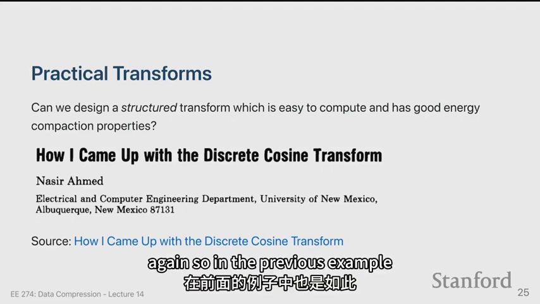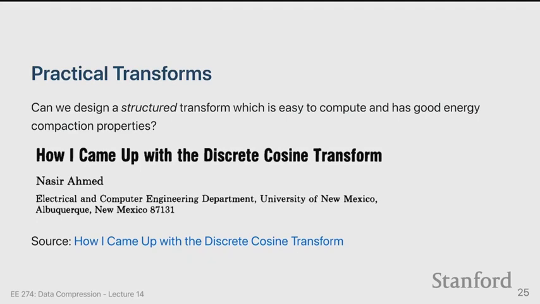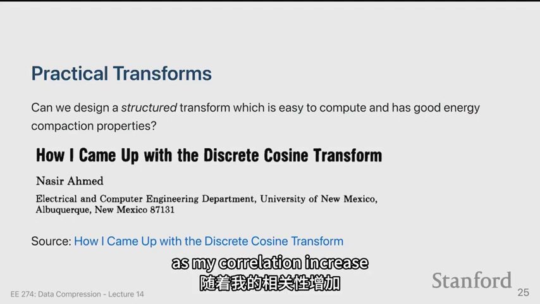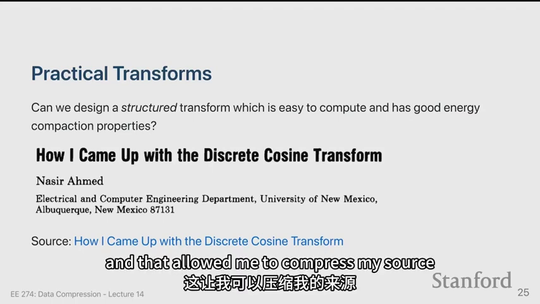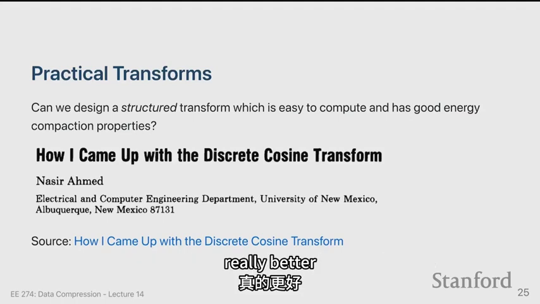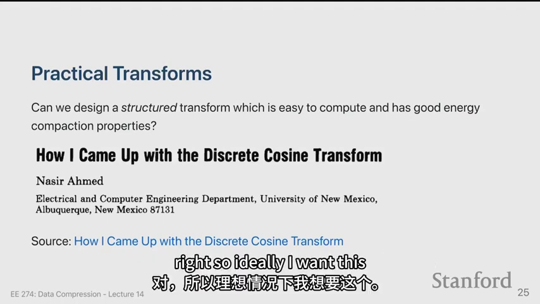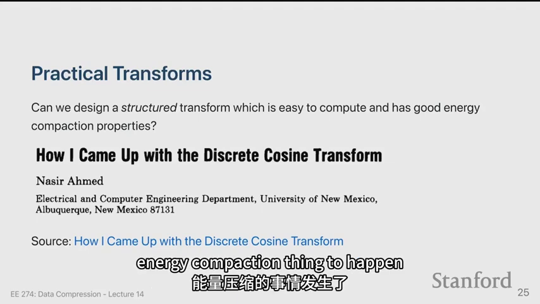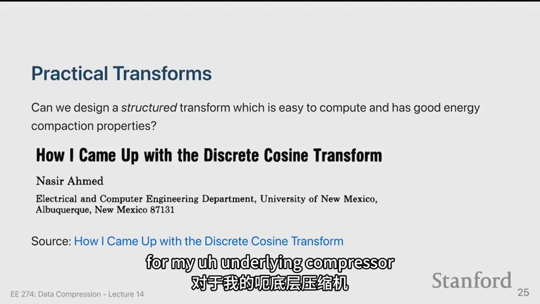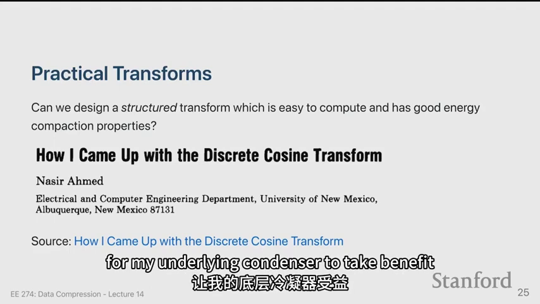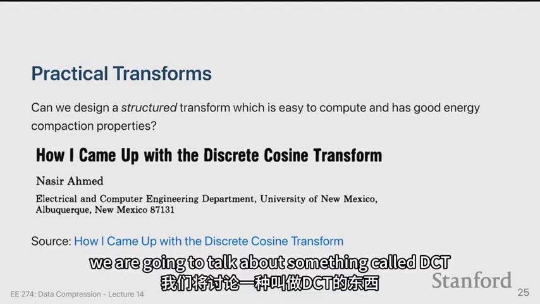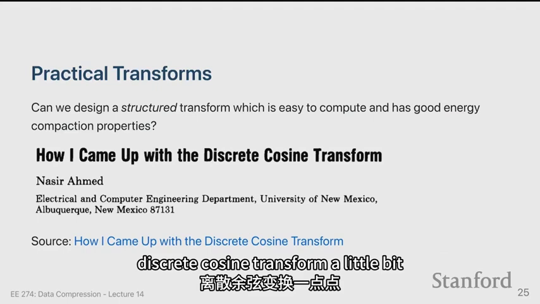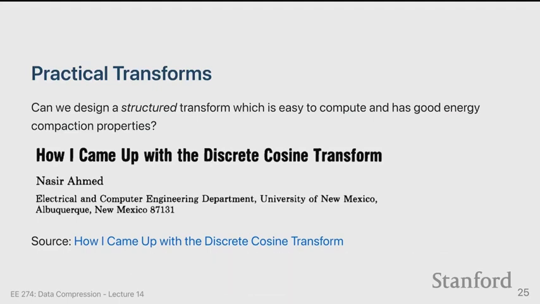Again, in the previous example, if you recall, one intuition is that as my correlation increased, I basically got two components with a bigger gap in their variance. And that allowed me to compress my source much better, right? So ideally, I want this energy compaction to happen for my underlying quantizer to take benefit. And so we are going to talk about something called DCT, the discrete cosine transform, a little bit.